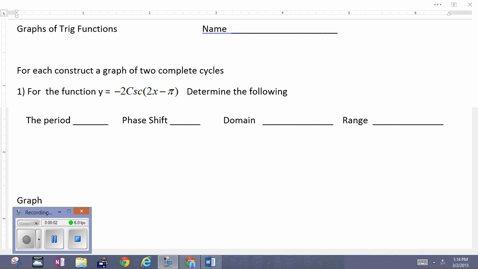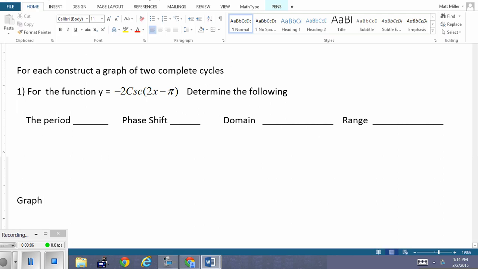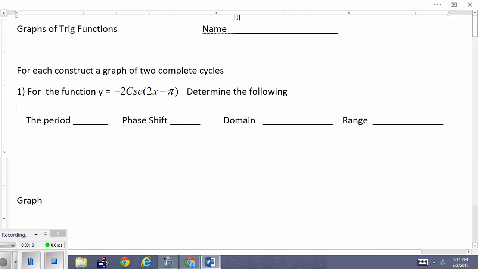Okay, guys, here we go. Let's take a look at graphing this cosecant function, and how we're going to proceed with that. Now, the first thing that you have to recognize when you're graphing the cosecant is that you've got to first graph the sine.